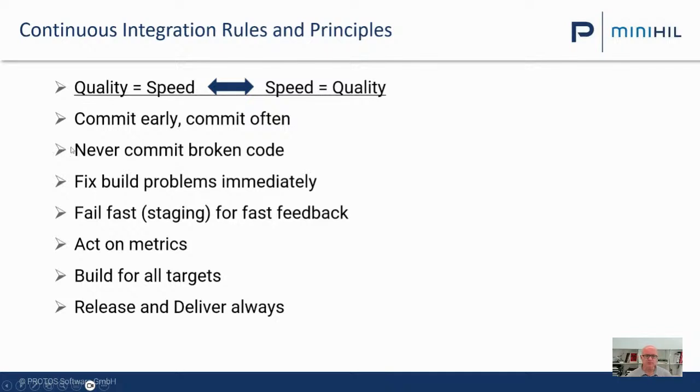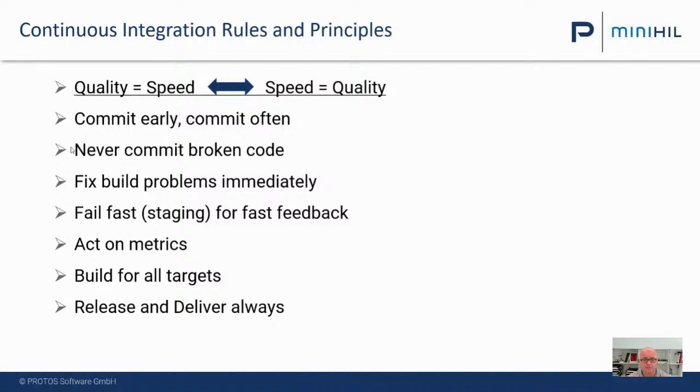Then never commit broken code. Why is that? If you commit broken code, your software cannot be built. If it cannot be built, it cannot be tested. So you invalidate the continuous integration. It's worthless for the next commit. So the rule here is also fix build problems immediately, because you want the continuous integration to work for the next committer. So that's very, very important.